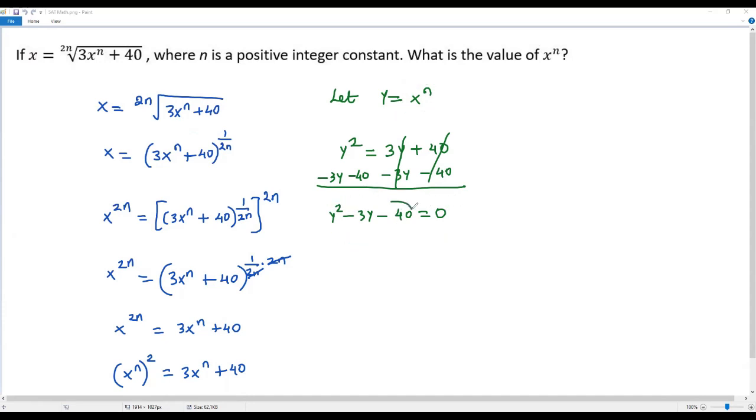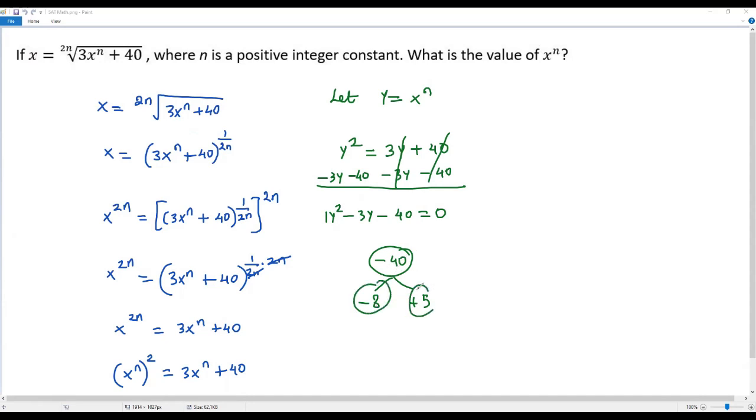For that, we have to multiply the constant of negative 40 by the coefficient of y squared, that is 1. When I multiply 1 and negative 40, I am still getting negative 40. Now I have to get two factors so that the product of these two factors equals negative 40 and the sum of these two factors equals the coefficient of y, that is negative 3. I think negative 8 and positive 5 will work. When I multiply negative 8 and positive 5, I'm getting negative 40.